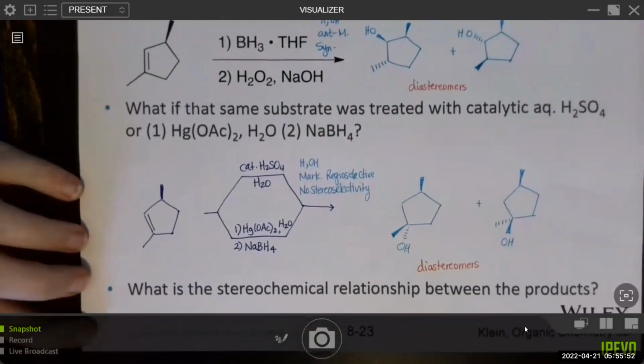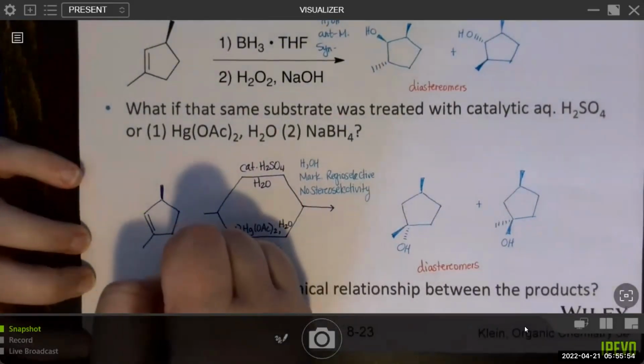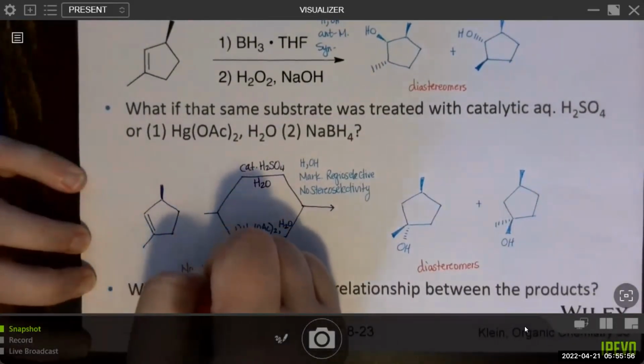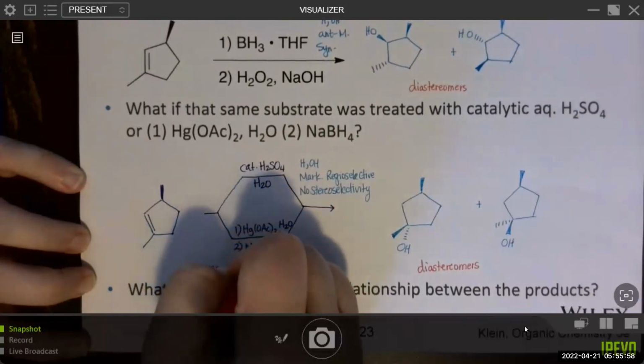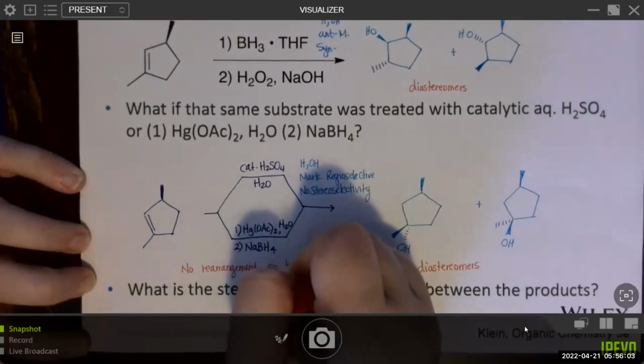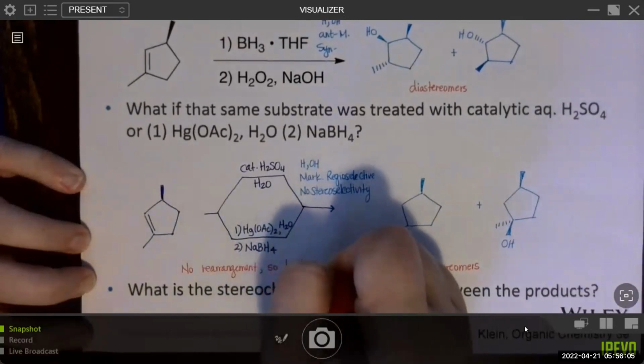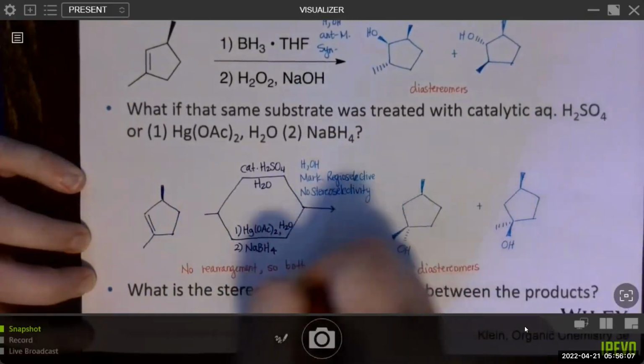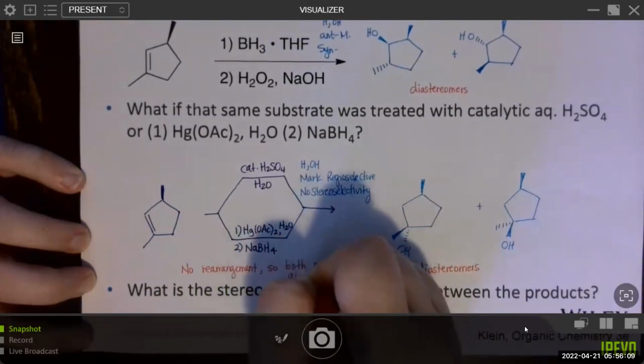Right? So no rearrangement. So both additions give the same products.